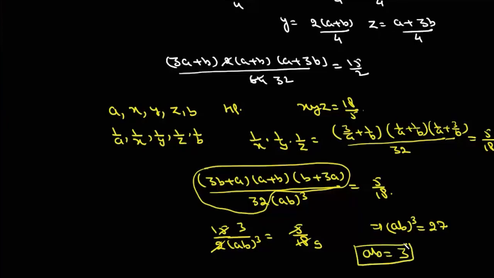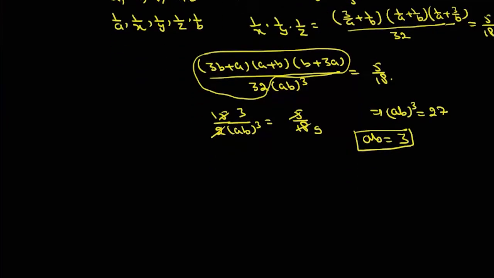Now it says a and b are positive integers. So if a and b are positive integers, the only solutions we'll get are either a is 1 and b is 3, or a is 3 and b is 1.